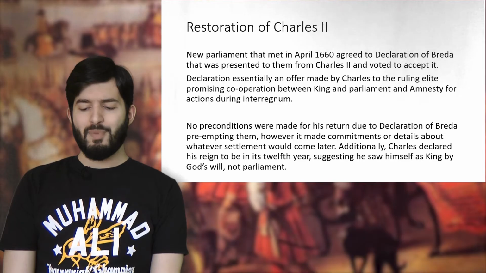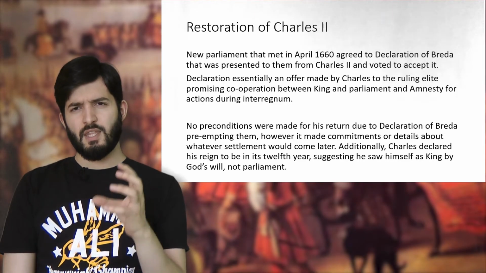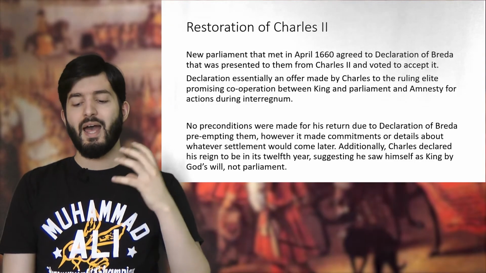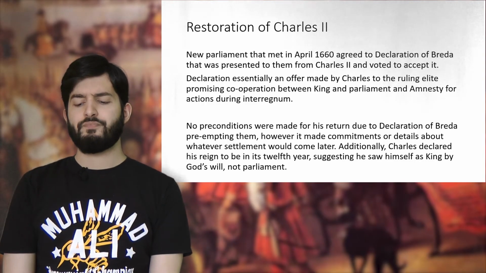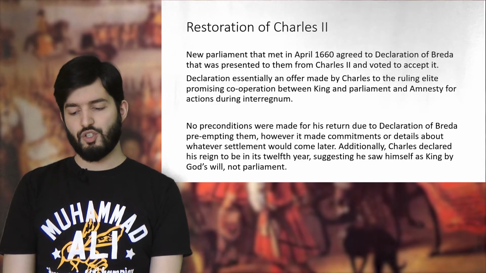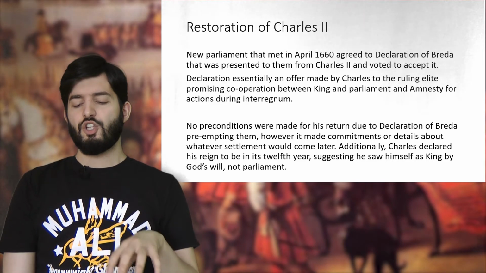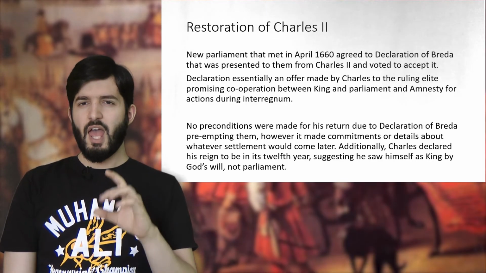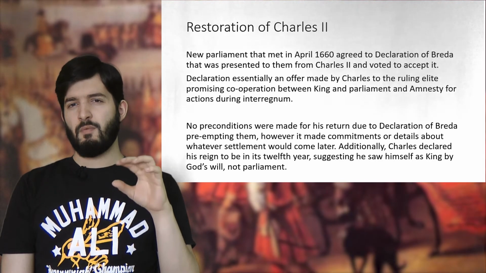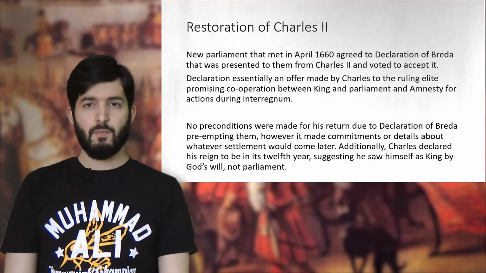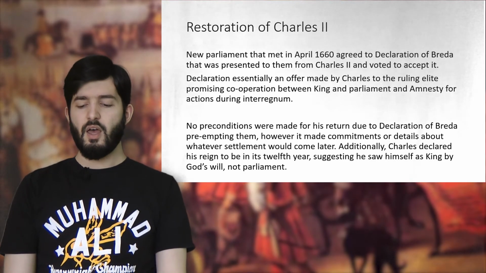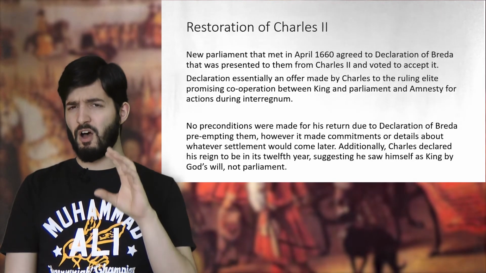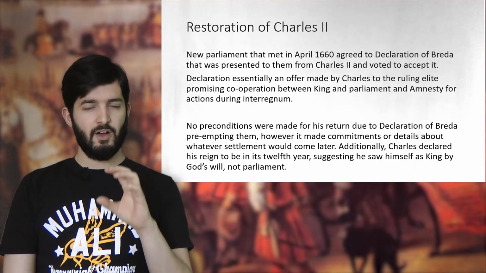And so what happens is that they agree. The commitment is made that they'll make commitments or details about what the restoration will look like at a later point. And in the meantime, Charles will basically be restored. But quite ominously, Charles is declared to be king in the 12th year of his reign. In other words, he views himself as having been made king not by the authority of Parliament, who voted to allow him to return, but he views himself to be king by God's will. And so much like his father, he believes in himself as a divine right king.